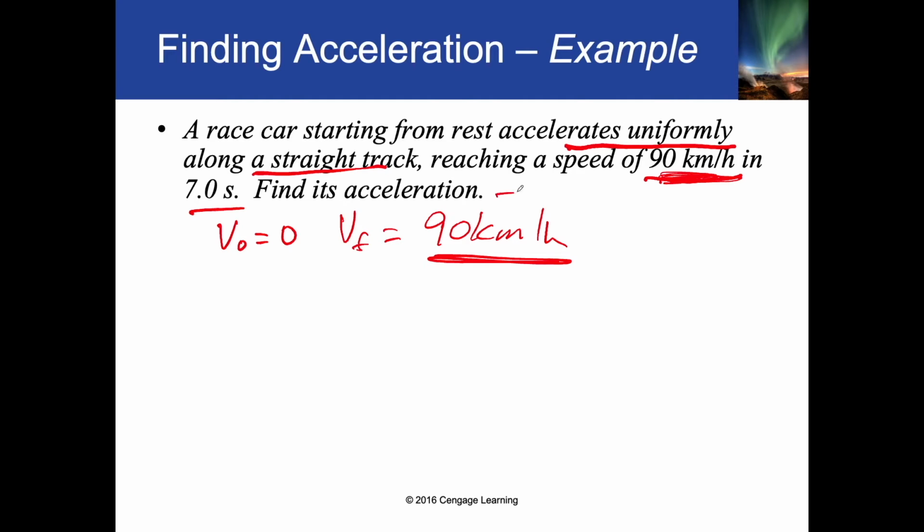So you have to get this to become meters per second for it to work. You're supposed to find the acceleration in meters per second squared, right? You're not going to end up with that with kilometers per hour. So you've got to convert the 90 kilometers per hour to meters per second. It's pretty easy. You can just say 90 kilometers per hour, right?